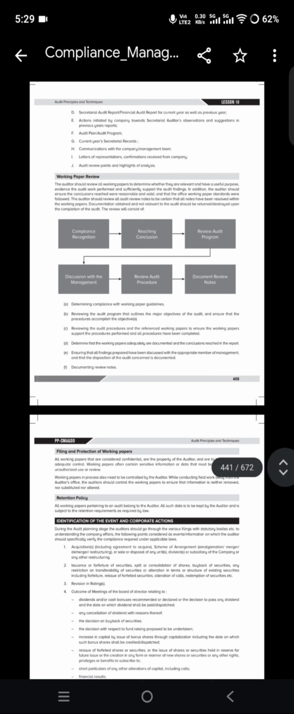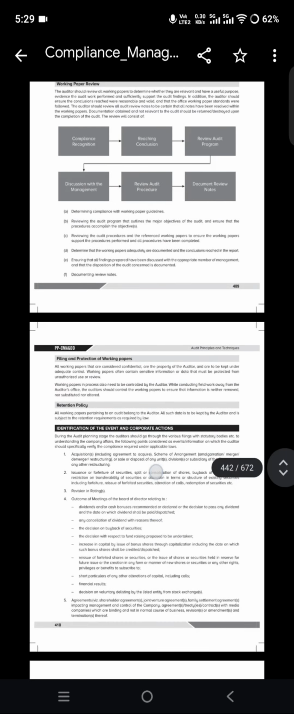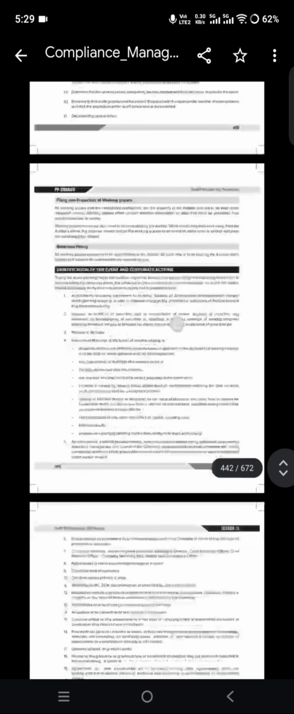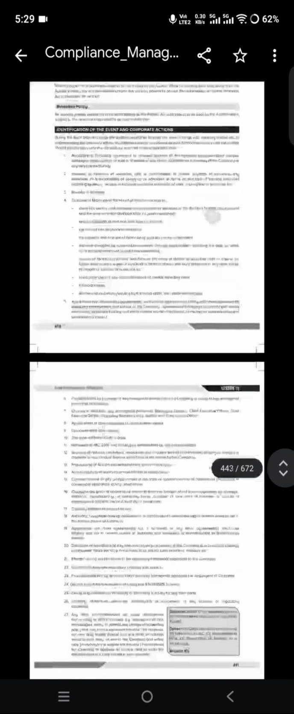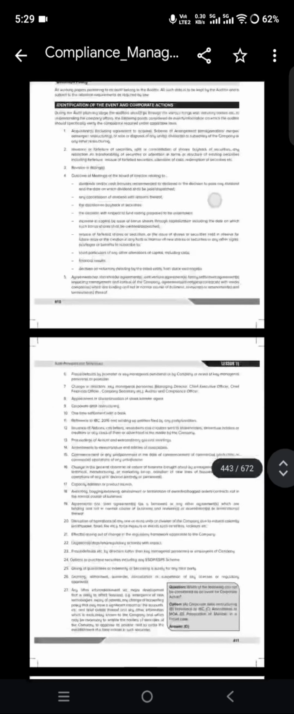This is the general topic: identification of the event and corporate actions. Here in the second line, to understand the company's affairs, the following points are considered as events or information on which the auditor should specifically verify the compliance required. So these are the events or information which the auditor should specifically verify, whether the company has complied or not.